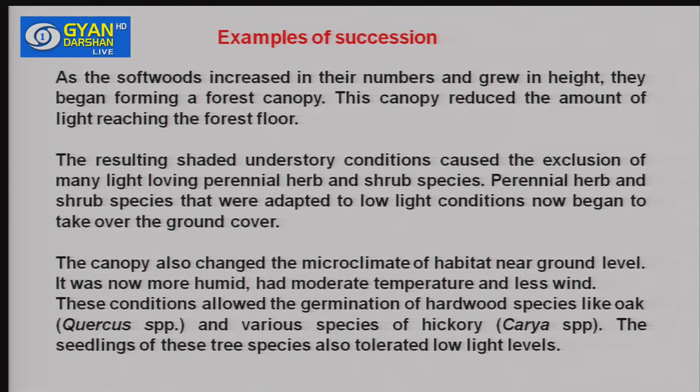As the softwood increased in number and grew in height, they formed a forest canopy. So canopy means whenever there is a canopy formation, there is shade. And therefore, the understory, that means those which are below, near the ground, they will get excluded. Why? Because they are not getting adequate sunlight. It is offering shade, so they are not getting adequate sunlight. So those kinds of species, mostly the herb and shrub species, their existence comes at stake. So perennial herb and shrub species gradually perish because there is enormous shade.